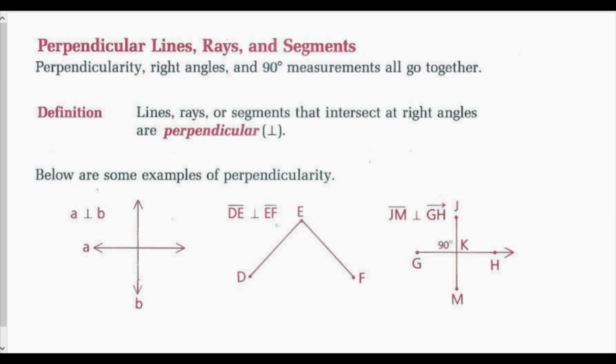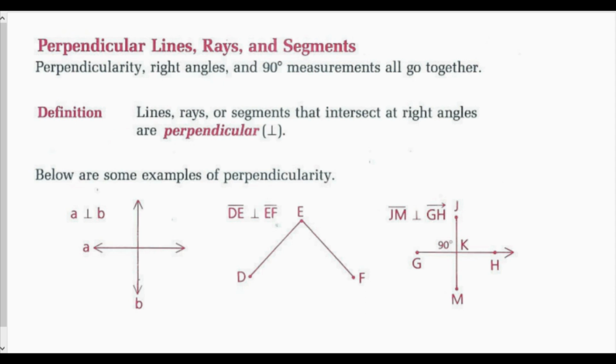Perpendicularity, right angles, and 90-degree measurements all go together. So the definition of perpendicular is lines, rays, or segments that intersect at right angles are perpendicular. So if we were to put this in a conditional form, we would say if two lines are perpendicular, then they form right angles. Below we have some examples of perpendicularity.